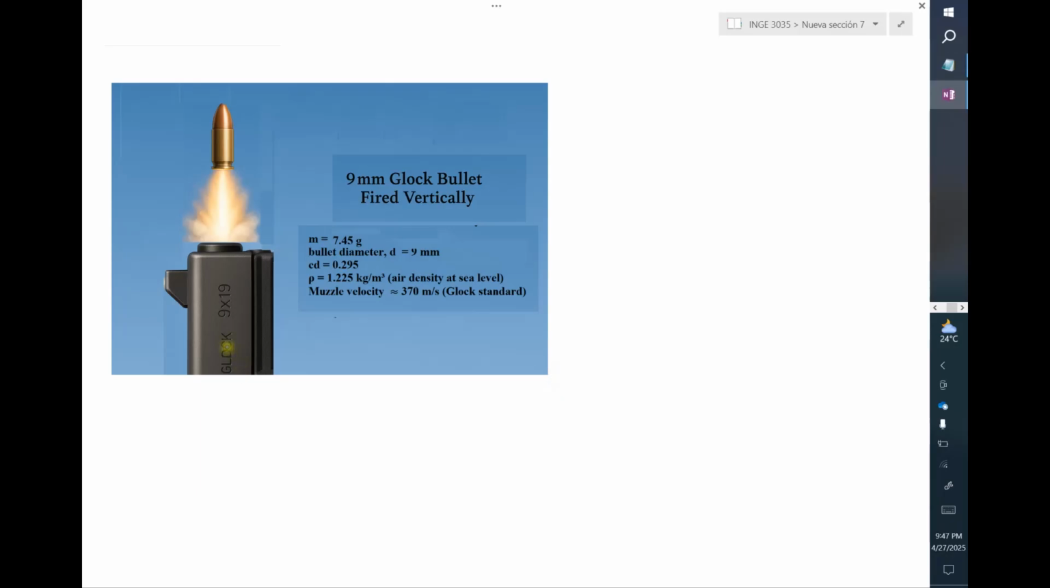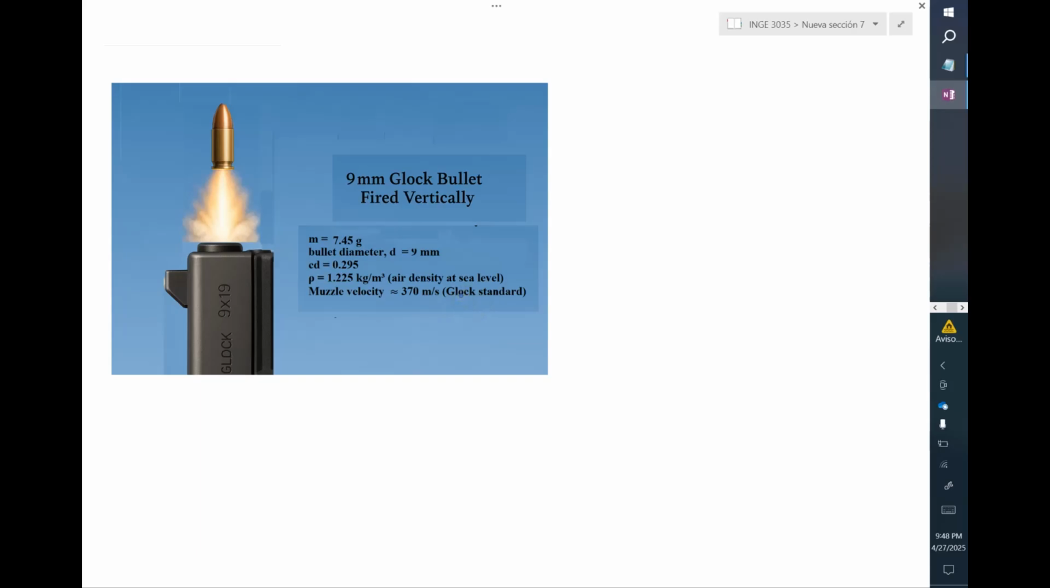Here we have a Glock pistol. It's going to fire a 9mm bullet, and here are the properties for that bullet, as I searched for them on the internet. The mass is about 7.45 grams. The bullet diameter is 9mm. The coefficient of drag is 0.295, and the density of air, because we're going to consider drag. That's the important thing, as we fire this bullet vertically. The muzzle velocity is about 370, according to the internet's Glock standard.